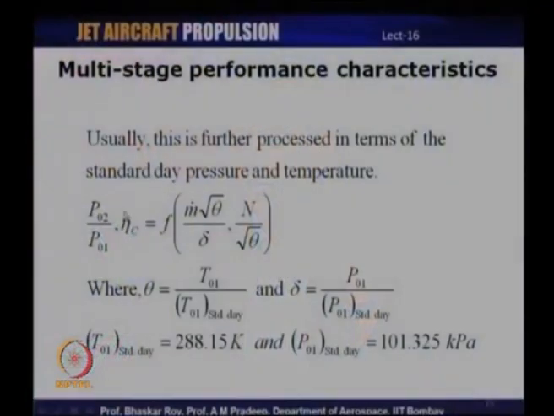So, if we process this further in terms of standard day pressure and temperature, then we have P02 by P01 and efficiency as functions of m dot square root of theta divided by delta, and n divided by square root of theta. Here theta is equal to T01 divided by T01 standard day, and delta is equal to P01 divided by P01 standard day, where T01 standard day is 288.15 Kelvin and P01 standard day is 101.325 kilopascal.